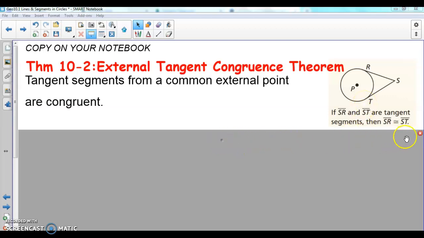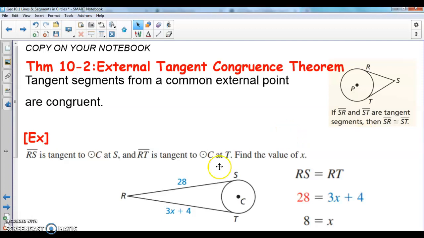Let's look at another example to show how to use this theorem. In this figure, RS is tangent to circle C at point S, while RT is tangent to circle C at point T. Find the value of x. According to this theorem, two segments that are tangent to the same circle have equal measures. So we set RS equal to RT, and by substitution, 28 is equal to 3x plus 4. If we solve for x, we subtract 4 from both sides, and then we divide both sides by 3. So the final answer will be x is equal to 8.